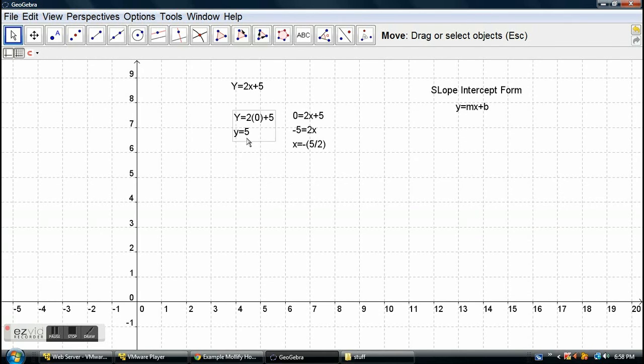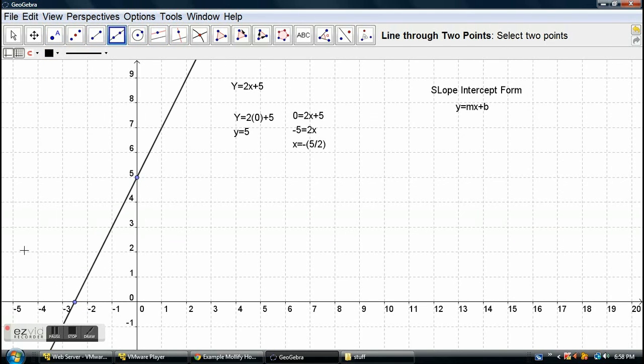Okay, there we go. Now what you're going to do is look at your point right there, y. Put a point at the 5 on the y line, and then your x-intercept is negative 2.5, so you're going to go over negative 2.5, in between 2 and 3, and just graph that, and there's your line too.